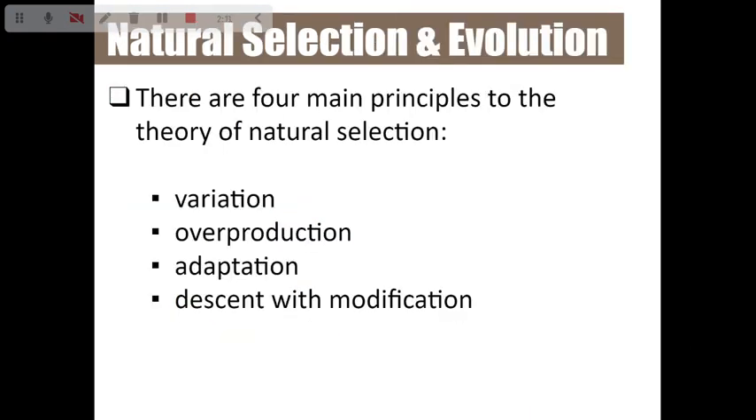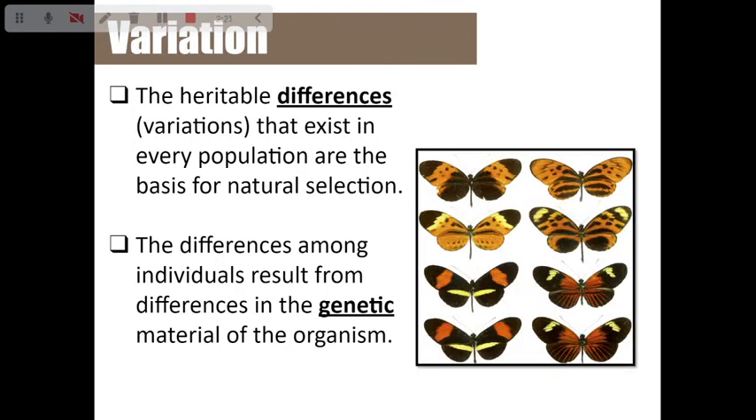There are four main principles to the theory of natural selection: variation, overproduction, adaptation, and descent with modification. So, let's talk about variation. The heritable differences or variations that exist in every population are the basis for natural selection. The differences among individuals result from differences in the genetic material of the organism.